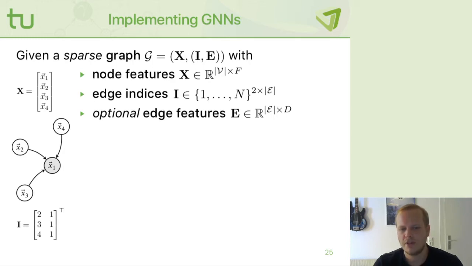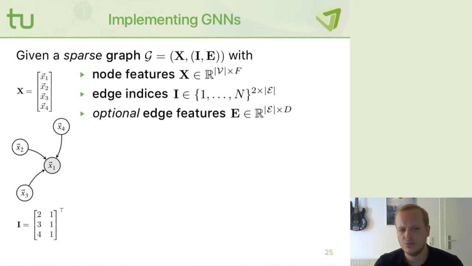So to represent the graph on the left, we have a node feature matrix which contains 4 feature vectors for the 4 nodes in our graph. And we can represent I, the edge indices, as shown below. So for example, since there exists an edge from node 2 to node 1, the edge index matrix stores the pair 2, 1 in its first column.